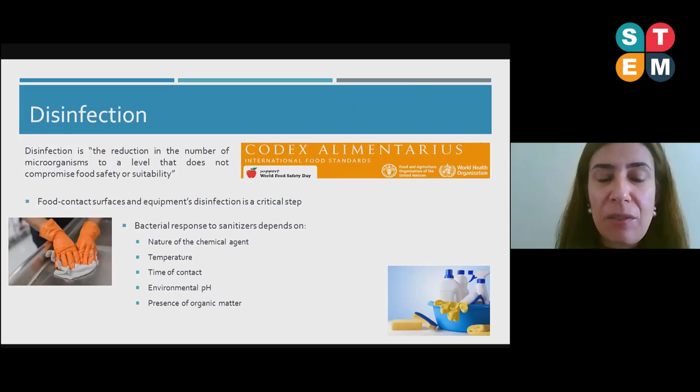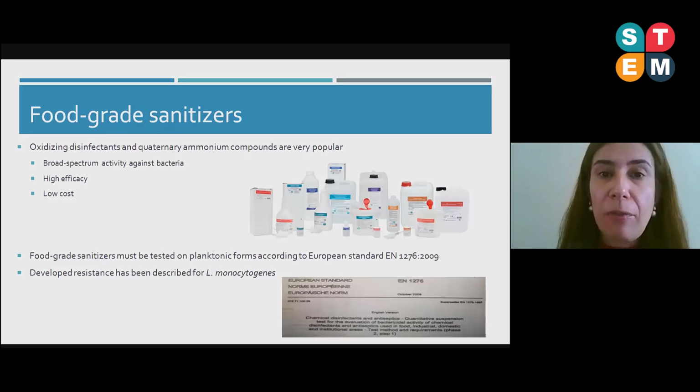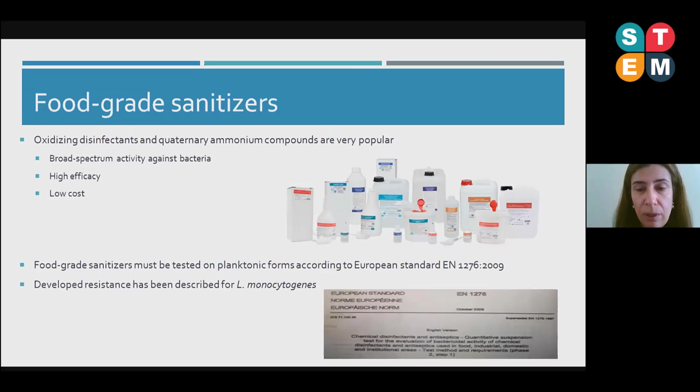So, disinfection of food contact equipment is a critical step for food producers. However, developed resistance to biocides has been described for Listeria monocytogenes, which is a topic of concern in the context of food safety and public health.